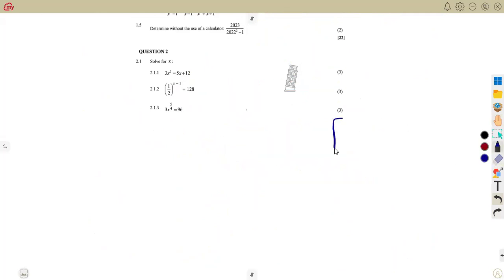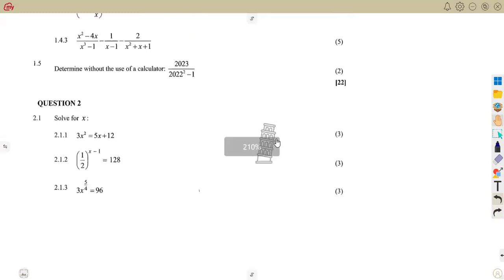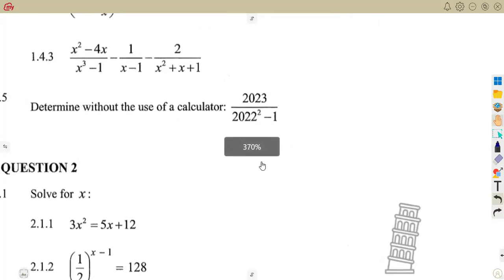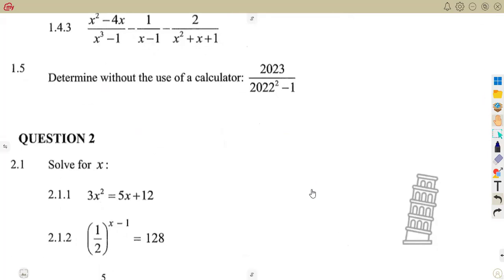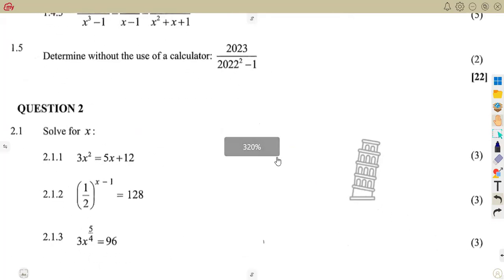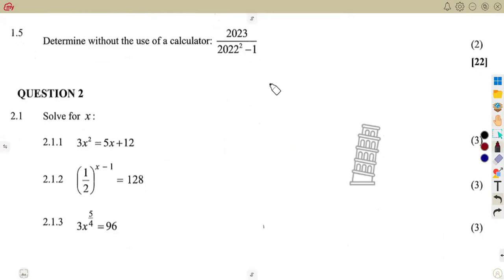All right, let's consider another part where we are given: determine without the use of a calculator. All right, so this is how many marks? 2 marks. All right, just direct here. So that is 1.5. You're given 2. This is 2023, and this is 2022 to the exponent of 2, minus 1. So when you're given such types of expressions, they just want to play around with you guys. Just try to figure out.